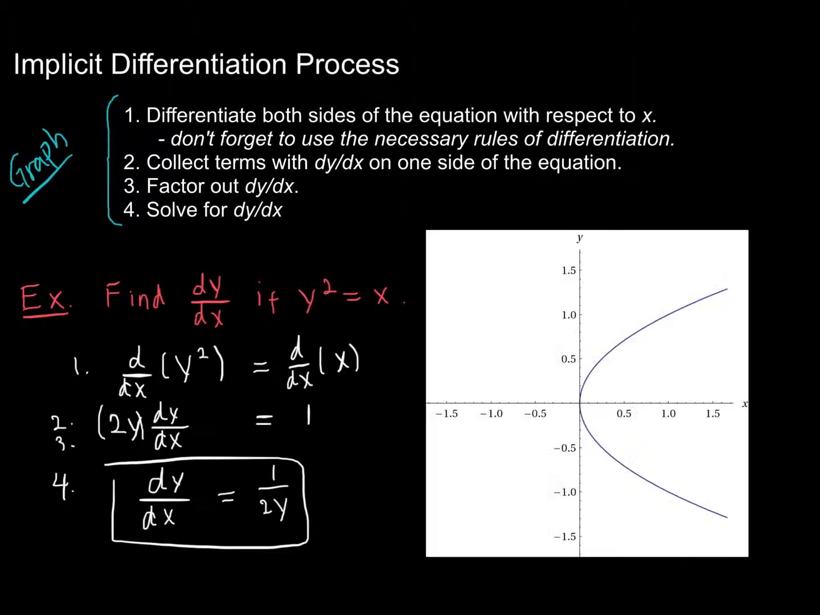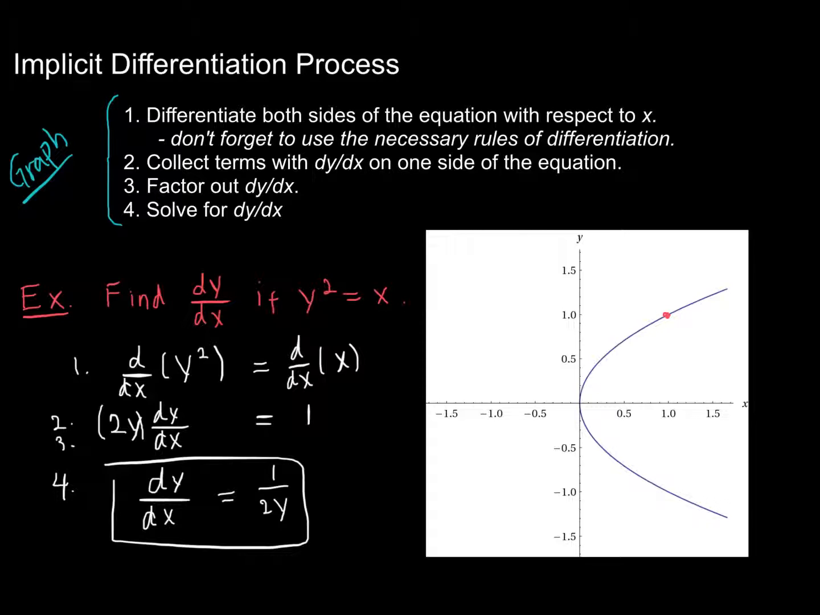Let's take a look. So here's the curve that I get when I graph y squared equals x. Notice I didn't use the word function. It's not a function. So let's say that I want to find the instantaneous rate of change, or the slope, when y is equal to 1. Well, when y is equal to 1, I'm at this point over here.